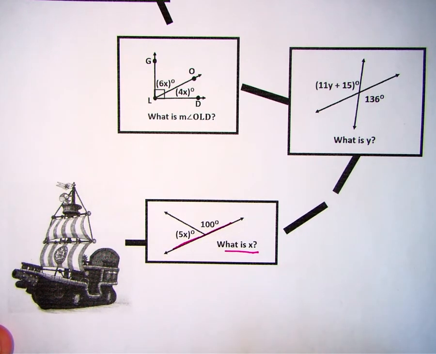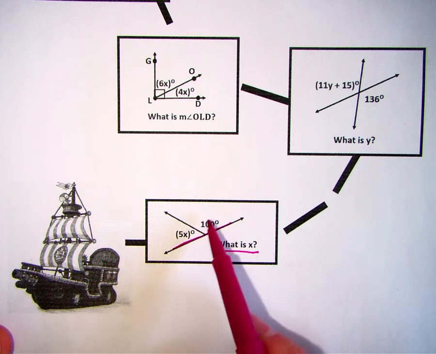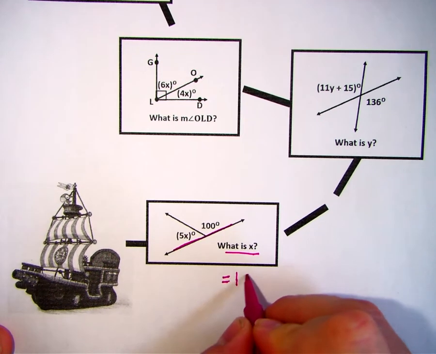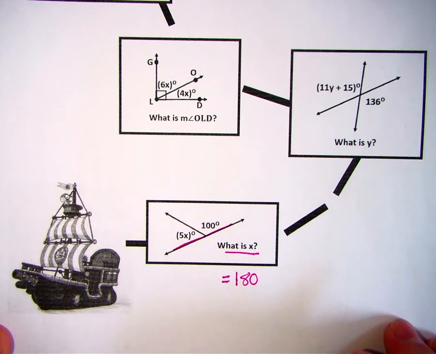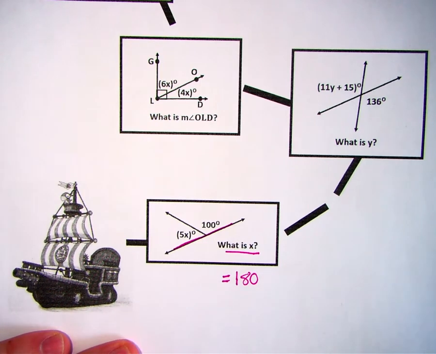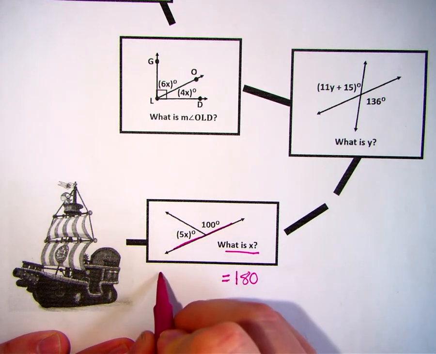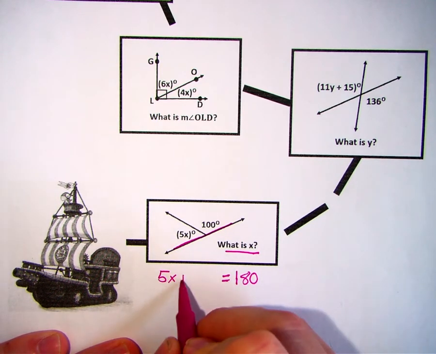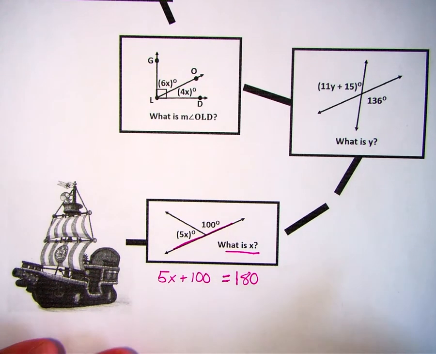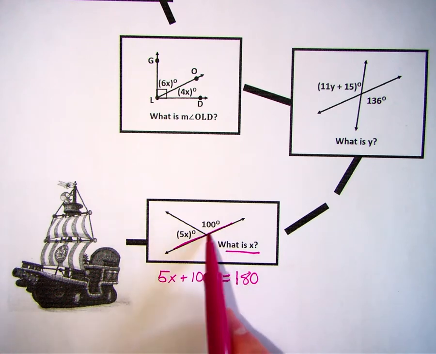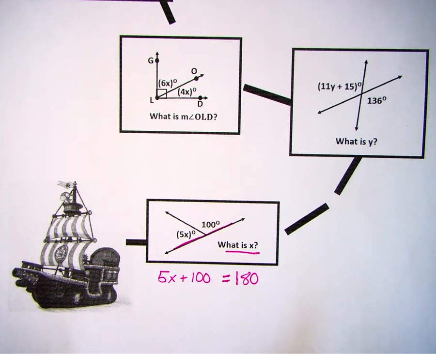form a straight line. And any straight line adds up to 180 degrees, so these two angles together are going to equal 180 degrees. So we want to set up our algebraic expression, 5x plus 100, because those are the values of each angle that we have already stated add up to 180 degrees.